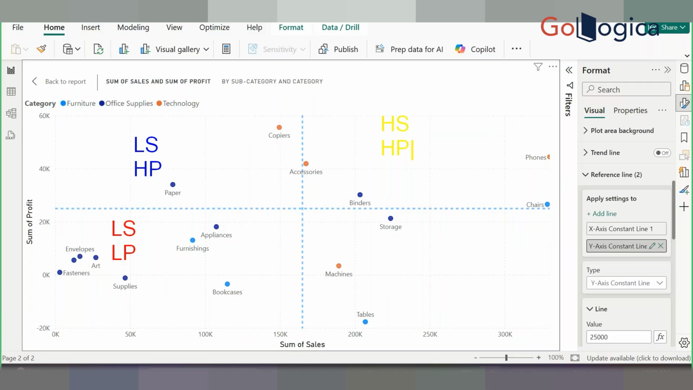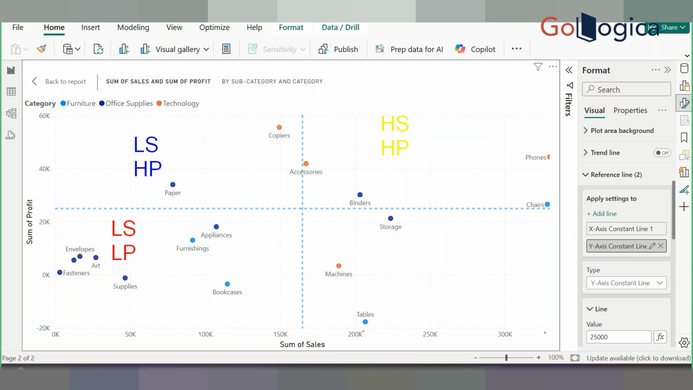But when you see the copiers, with less than half of that sales, we still see one of the really good profits. Profit wise, it is much more than what the phones have done, for a sales of 1,49,000 where the phones have done 3,30,000. So copiers, accessories and papers, even with low sales, have a high profit. Whereas phones, chairs, binders belong to high profit only because the sales are very good.